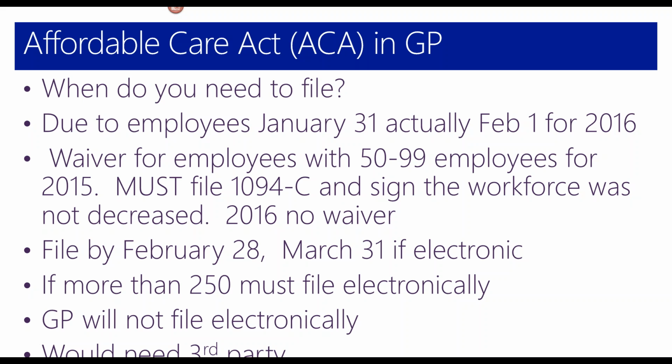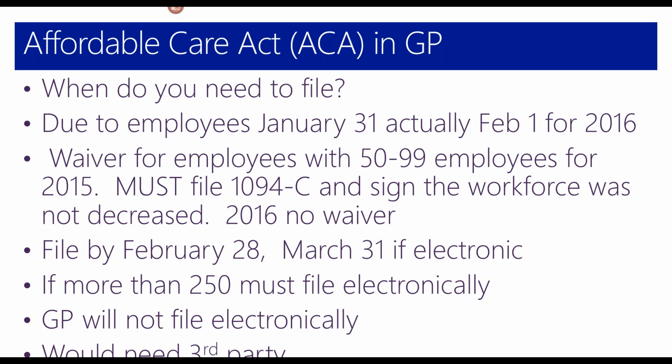1094-C is the transmittal form that you send with your 1095-Cs. So if you're sending 102 1095-Cs, you have a cover page, which is the 1094-C, that says this is how many I'm sending. If you fall within that 50 to 99 range, then you're covered by the waiver, but you have to sign that you did not decrease your workforce so that you would fall into that. So if in 2014 you had 103 employees on a regular basis, and then you let 4 go so that you would fall into this, they're not happy with you.